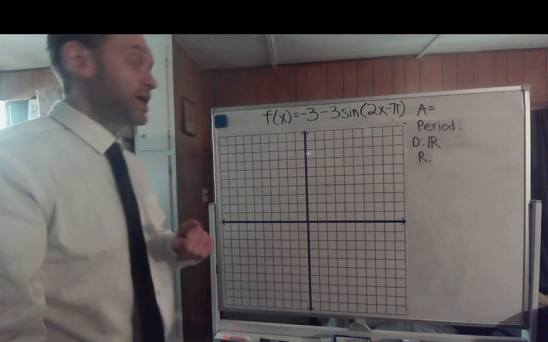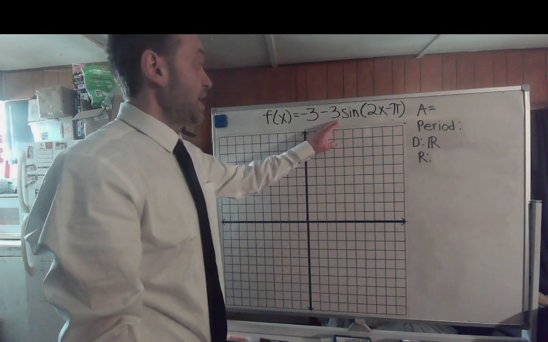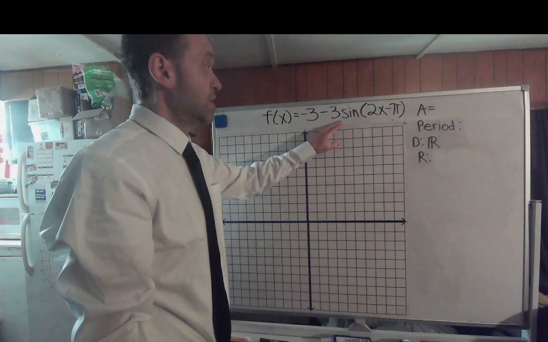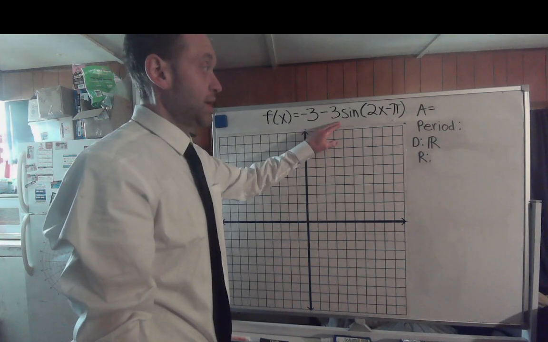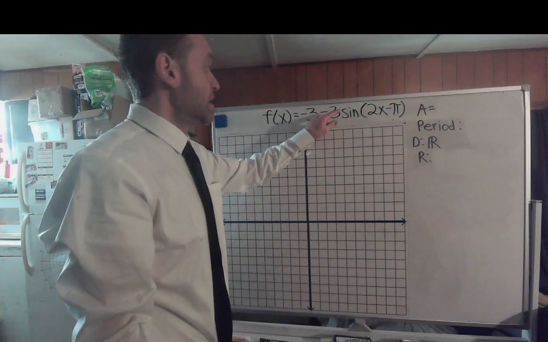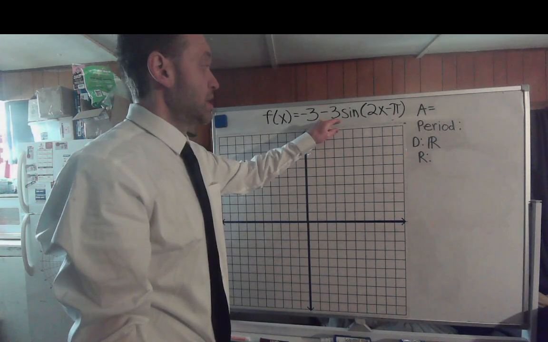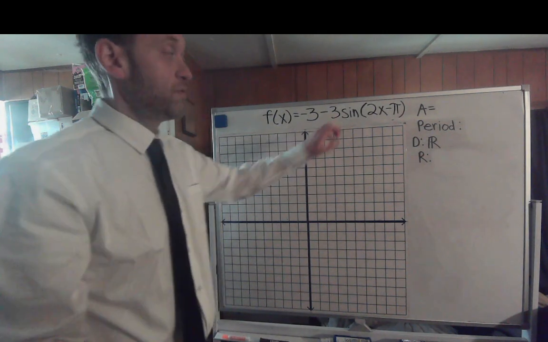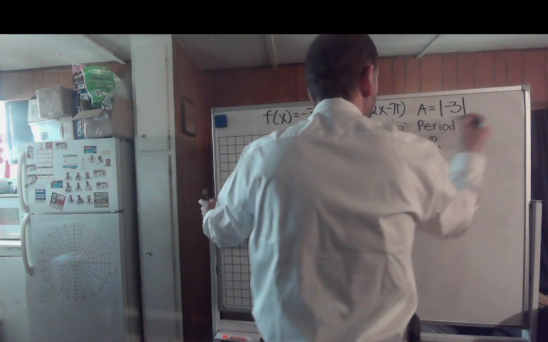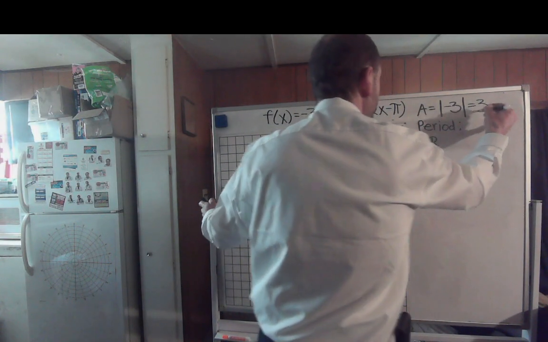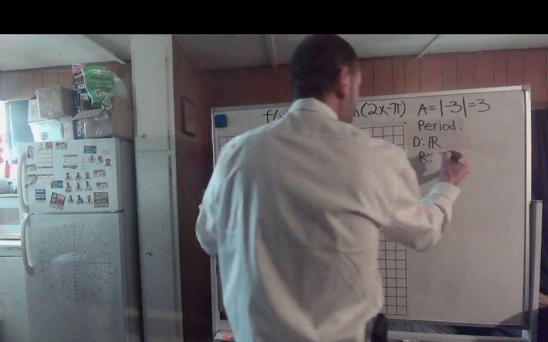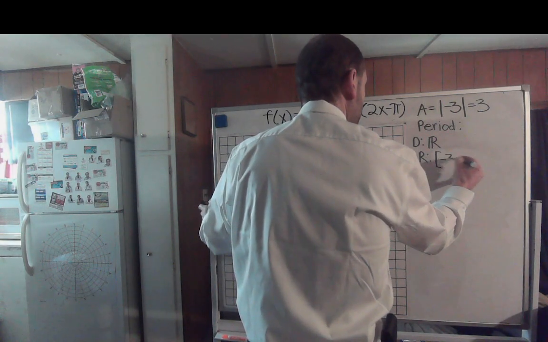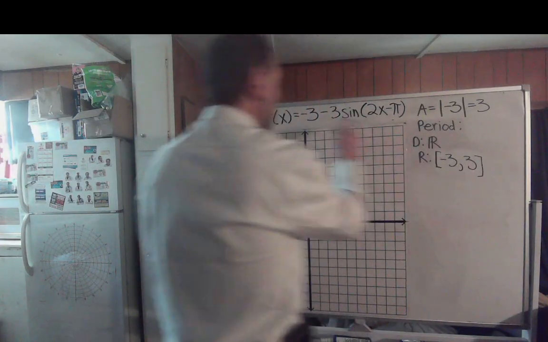Let's start with your amplitude. You have a negative 3 on your sine. So that coefficient's negative 3, so the amplitude's going to be the absolute value of negative 3, which would just be 3. So tentatively, your range is going to be from negative 3 to 3. But this is going to change when we account for the shifts.